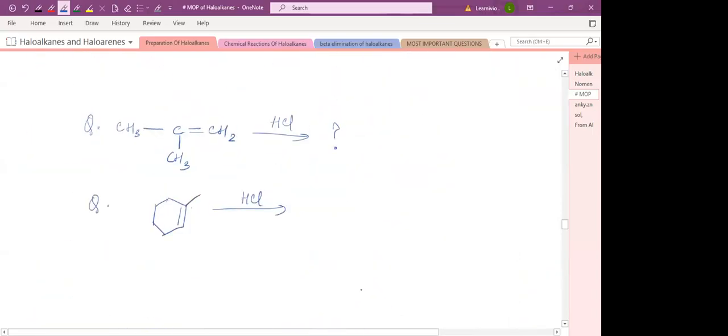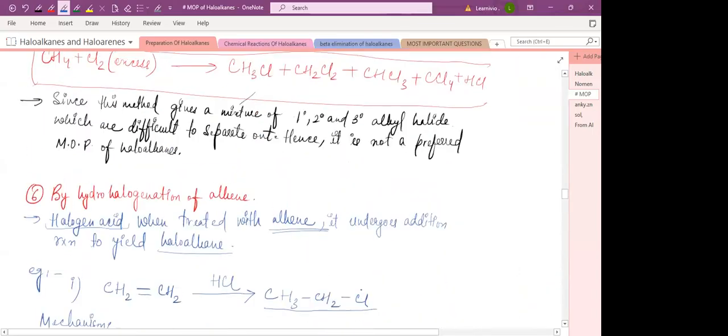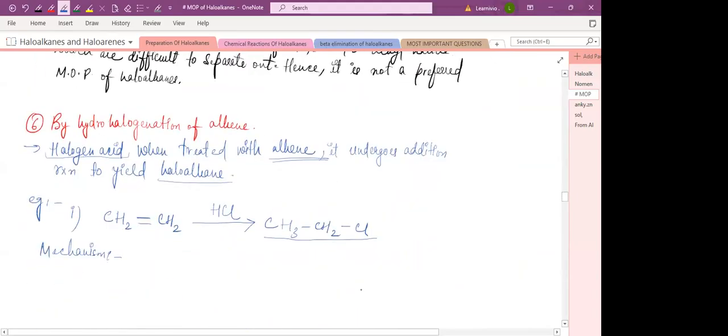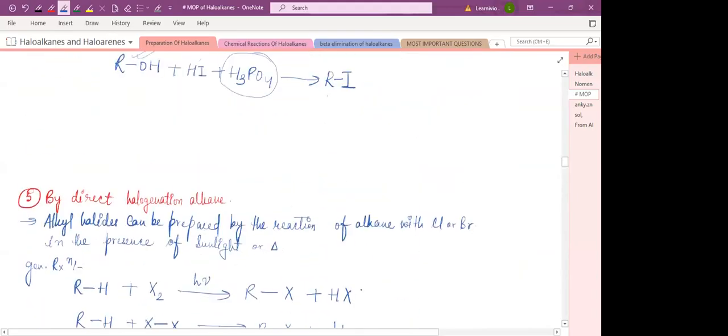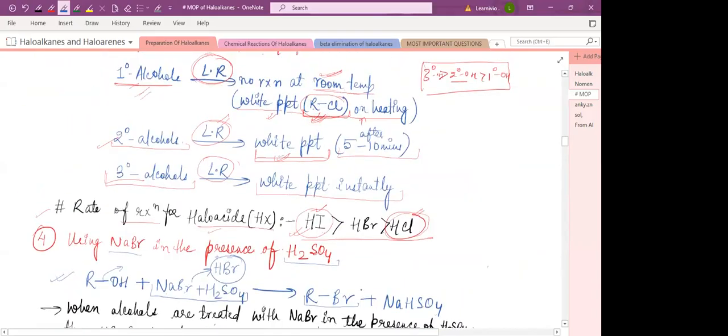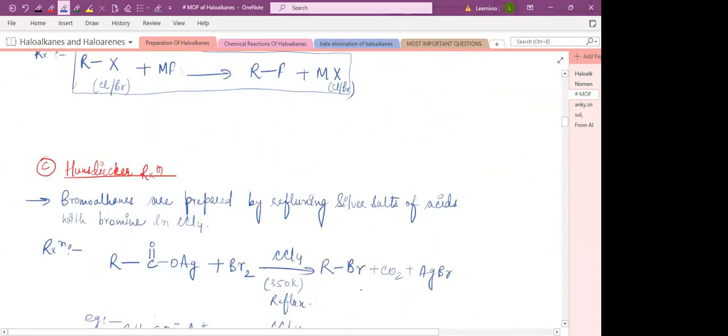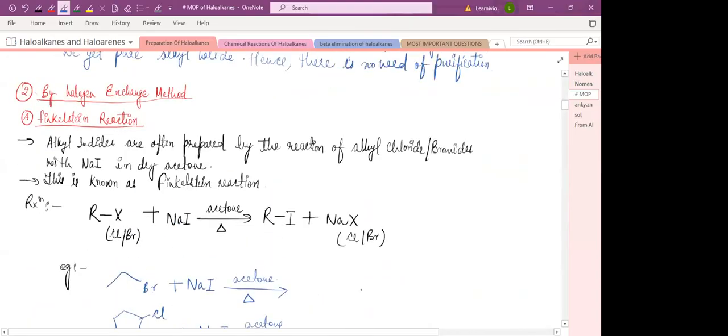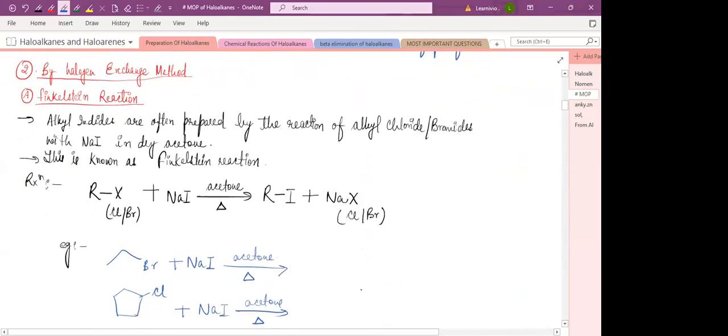Okay. Let's do another preparative method. Let's see another method of preparation, which is the halogen exchange method. That's very important and very interesting. So as the name suggests, here the exchange of halogen is there. Right? What is happening here? The exchange of halogen is happening.